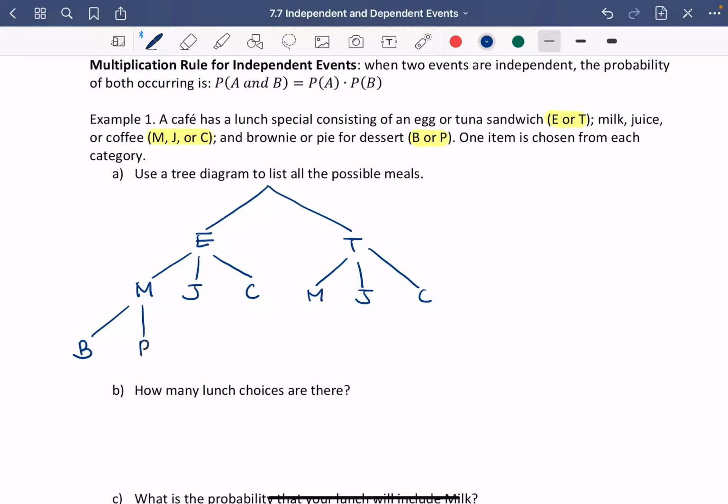So if you choose the egg and choose the milk, you can have a brownie or a pie. And then juice, same thing. We can have a brownie or a pie. Same thing for the coffee. We can have brownie and pie. The same thing. We can have either choice for each of them.